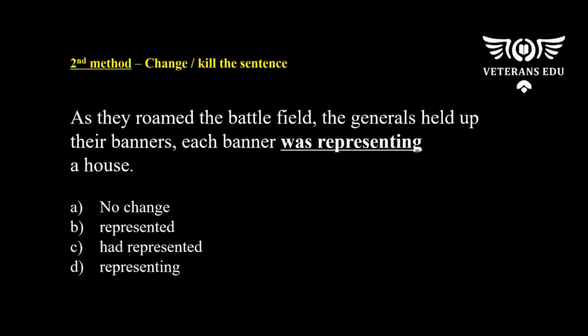Answer choice A, was representing, is a verb. So this is a run-on sentence error. "As they roamed the battlefield, the generals held up their banners." This is a sentence. "Each banner was representing a house." This is a sentence. So this is a comma splice error. Both B and C, represented and had represented, are still verbs. And this results in the same error.